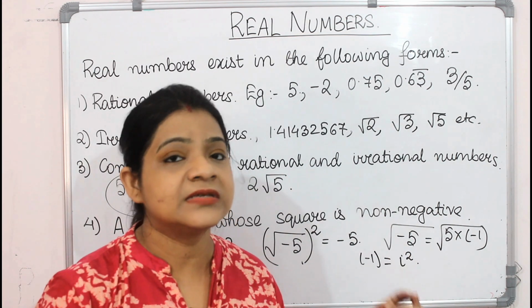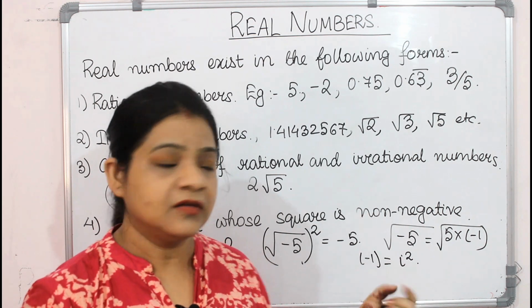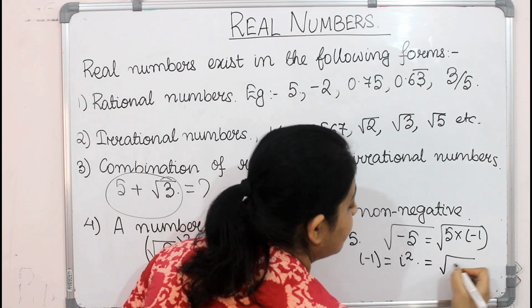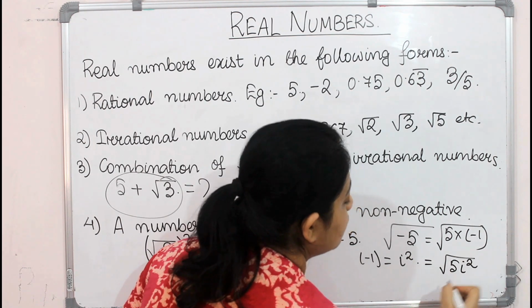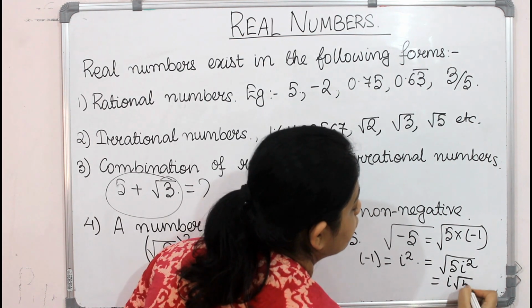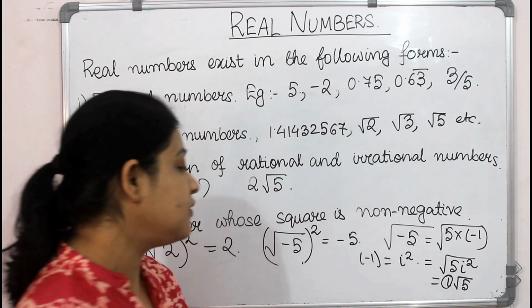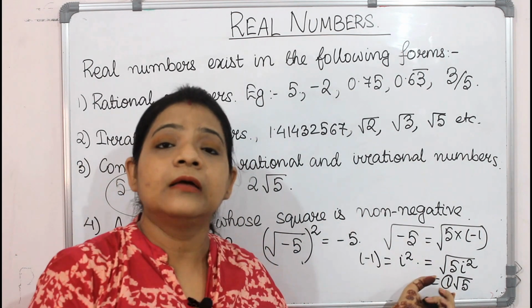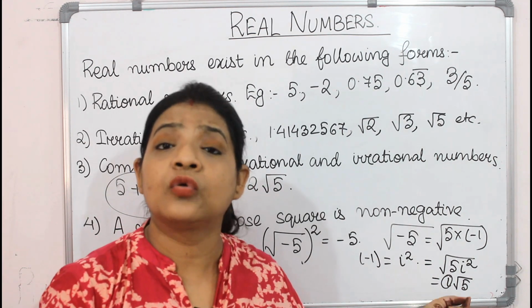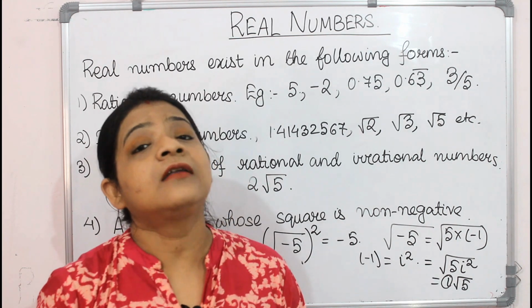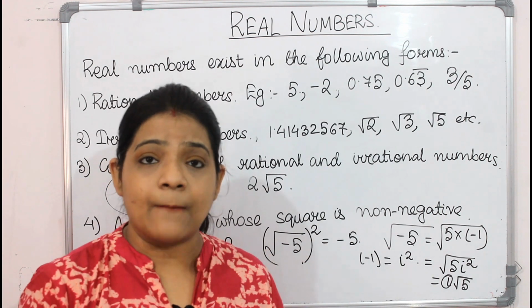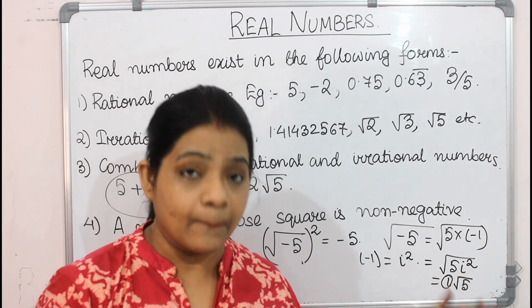So i square is an imaginary number notation. These things you will be studying in the higher classes, so I am not going into the detail of that. Basically root of 5 i square gives i into root 5. So i is an imaginary notation. Any number that is accompanied by an imaginary notation i is an imaginary number or complex number, but not a real number.